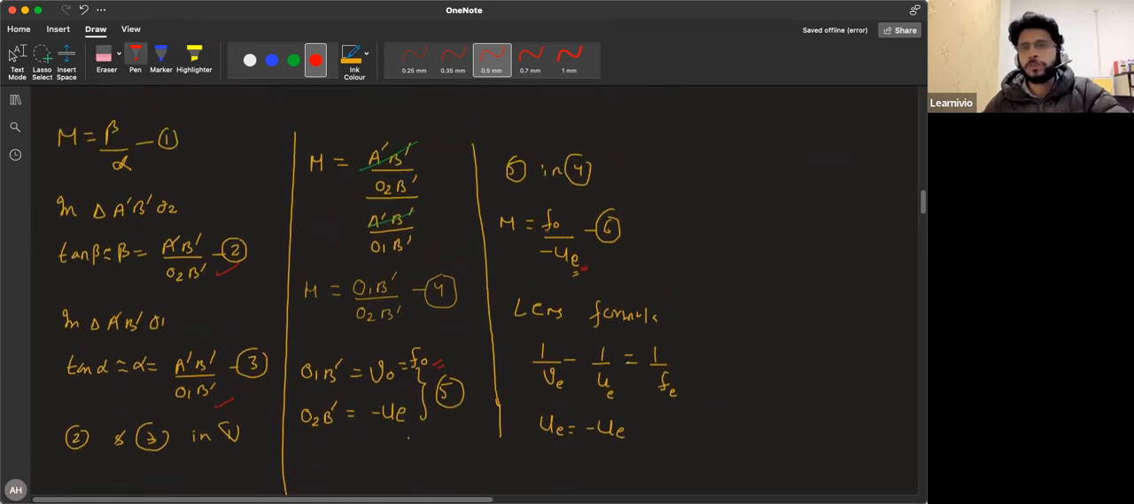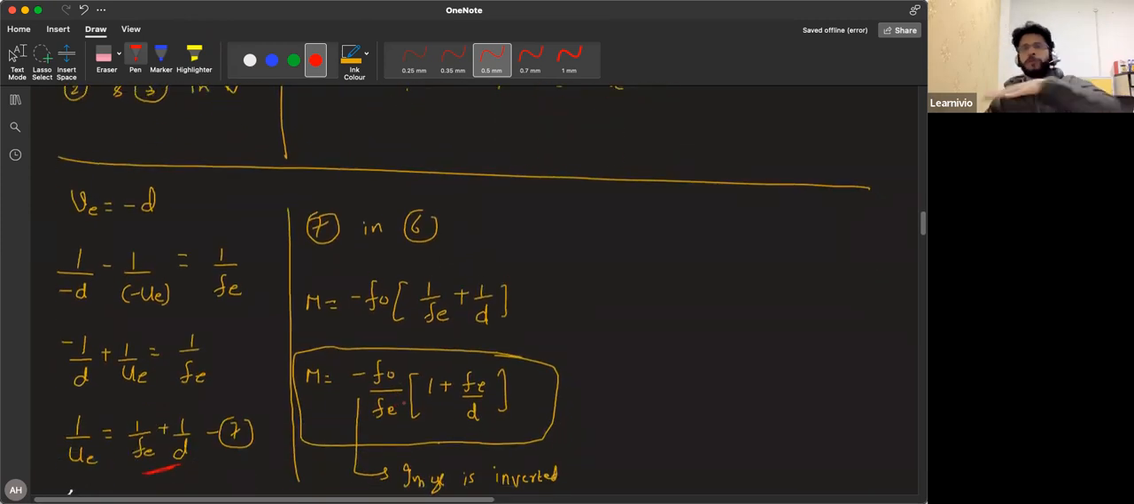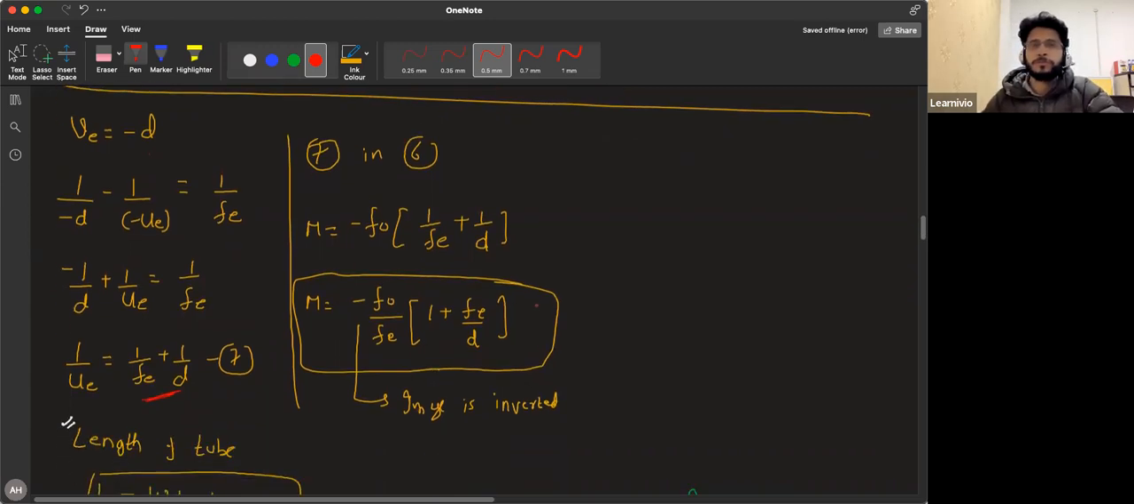So when you put these values here, minus of F naught into 1 by FE plus 1 by D is minus of F naught by FE into 1 plus FE by D. I'm taking this FE as common, so that's 1 plus FE by D. That's the magnification.